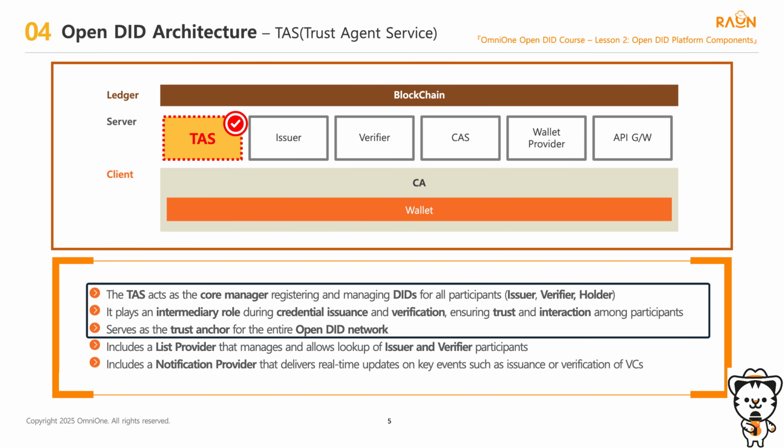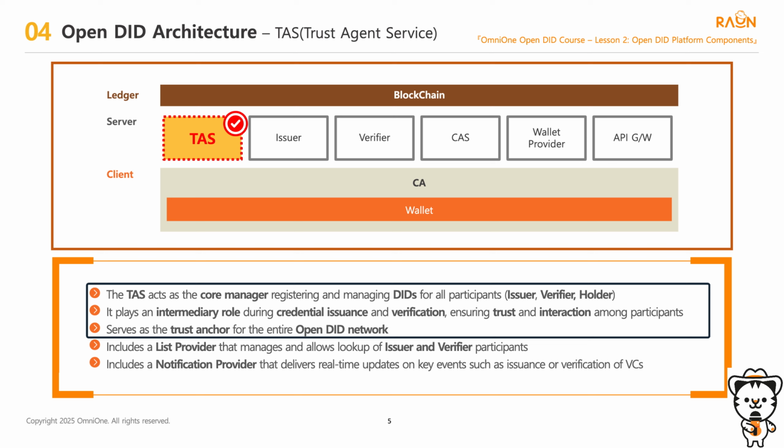First, let's talk about the TAS. The TA service plays the role of a central administrator within the OpenDID ecosystem. It registers and manages the DIDs and VCs of all entities including issuers, verifiers, and holders on the blockchain. The TAS also acts as an intermediary during VC issuance and verification processes. It helps establish trust among participants and ensures smooth interactions between them. Through this role, the TAS becomes the trust anchor at the center of the entire OpenDID network. It serves as a key system that supports trust across the ecosystem.